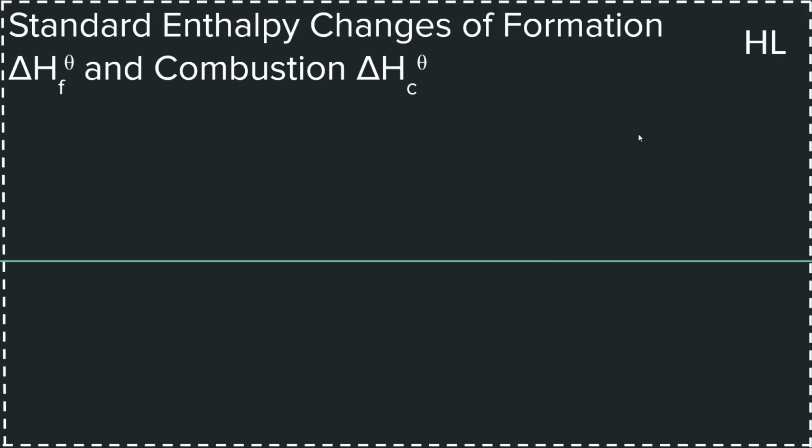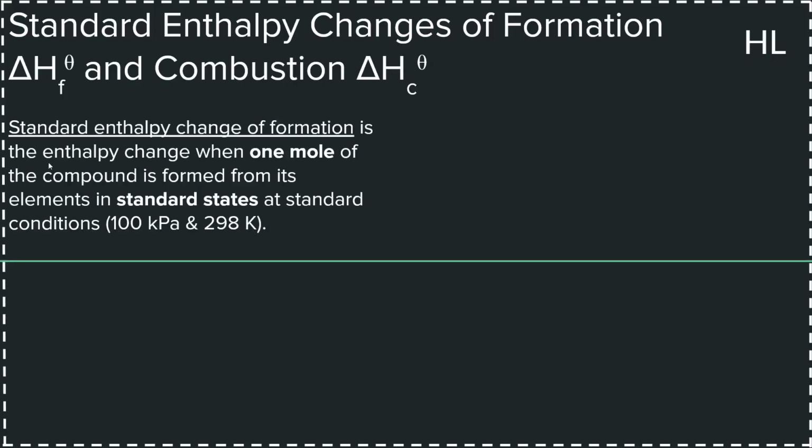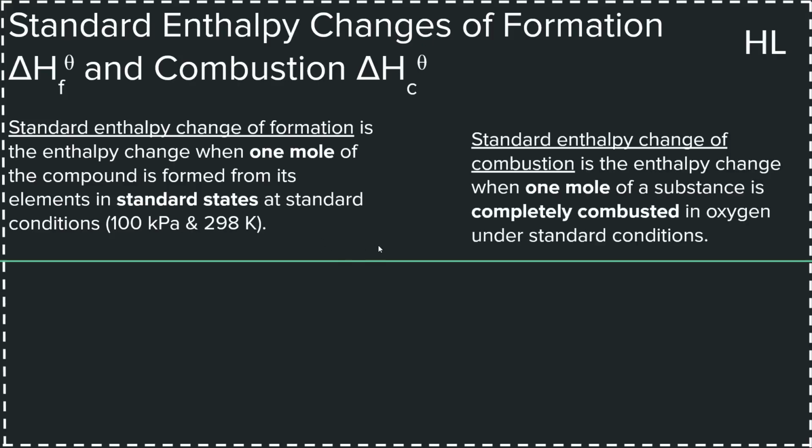Now, we're getting into some HL stuff. You have standard enthalpy changes of formation, delta H formation theta, and combustion, delta H C theta. Now, standard enthalpy change of formation is the enthalpy change when 1 mole of a compound is formed from its elements in standard states at standard conditions, or 100 kPa and 298 Kelvin. Standard enthalpy change of combustion, on the other hand, is the enthalpy change when 1 mole of a substance is completely combusted in oxygen under standard conditions.